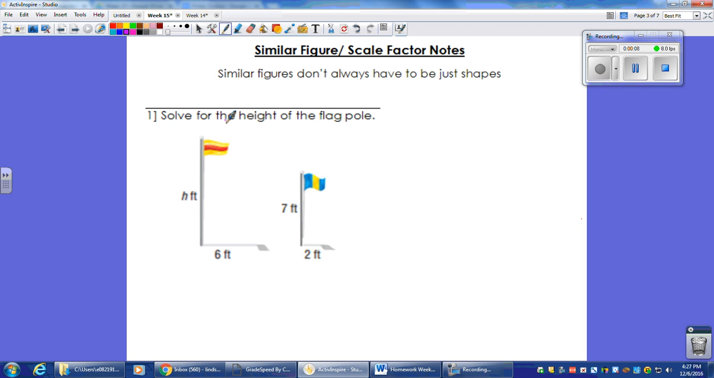So we've already discussed similar figures and we know how they work. Now, similar figures don't always have to be just shapes. For example, we can use it in the real world. So it says solve for the height of the flagpole.